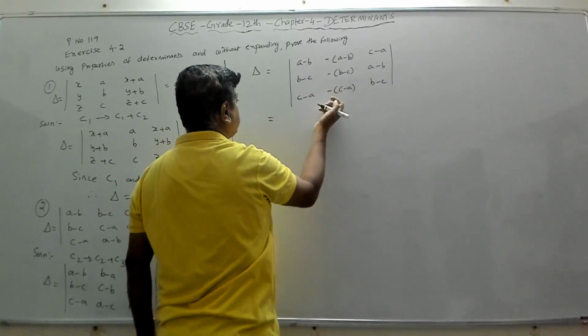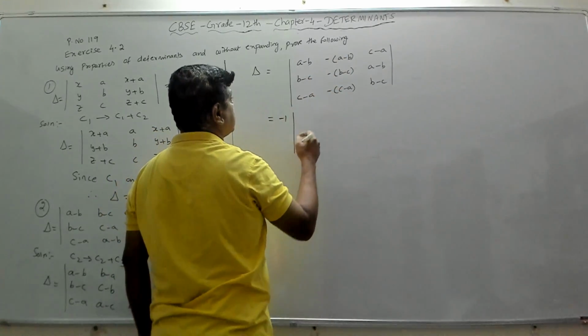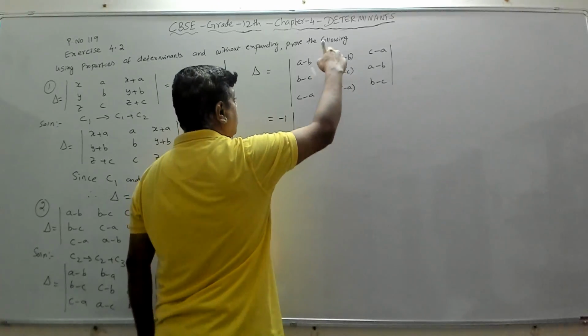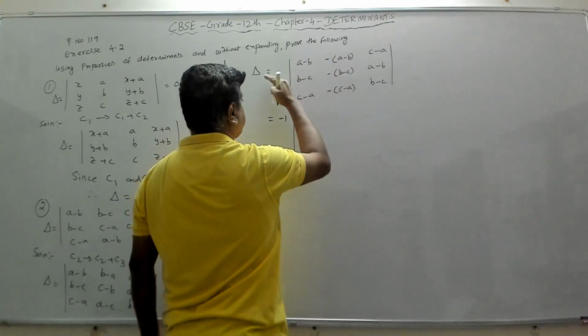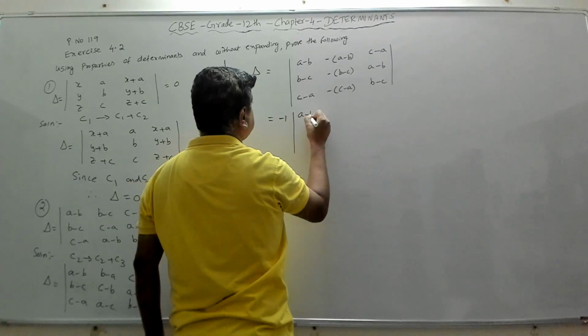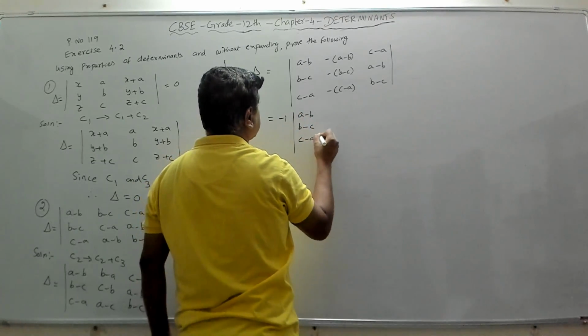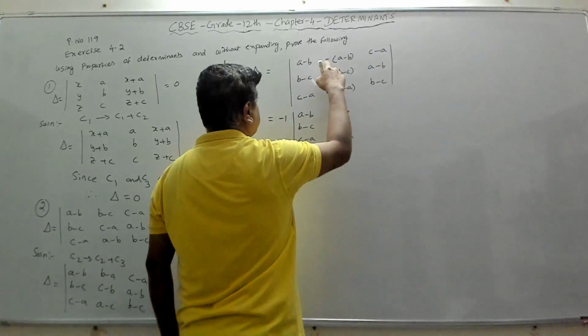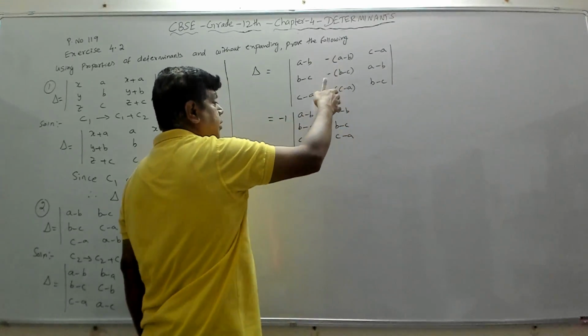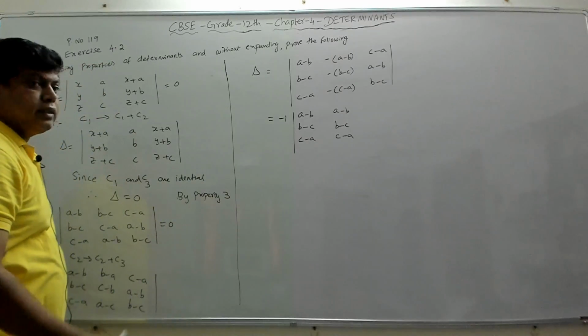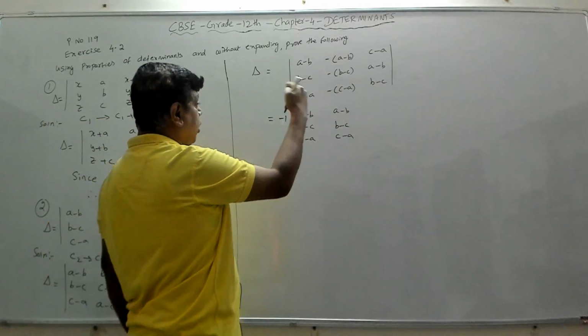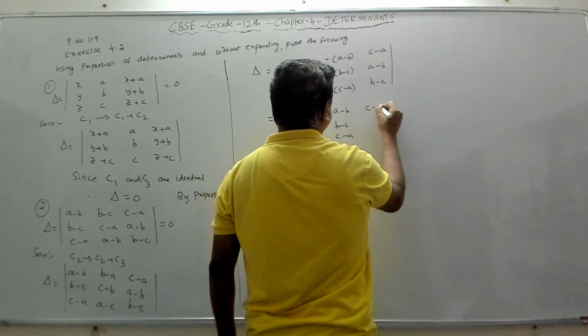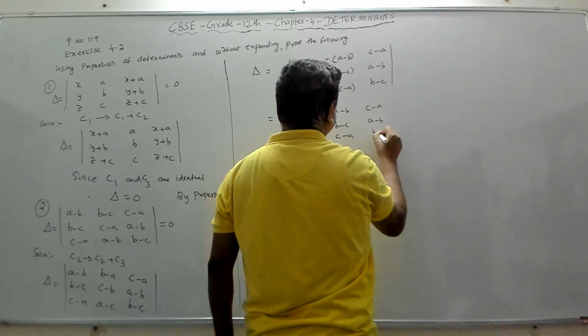Minus means minus 1. If you take that minus 1 common, because minus 1 is present in all the elements of C2, I'm taking minus 1 out, then it will become A minus B, B minus C, C minus A. This will also become A minus B, B minus C, C minus A, because minus 1, minus 1, minus 1. If a particular row or a particular column has any constant, that can be taken out of the determinant. So this is C minus A, minus B, B minus C.